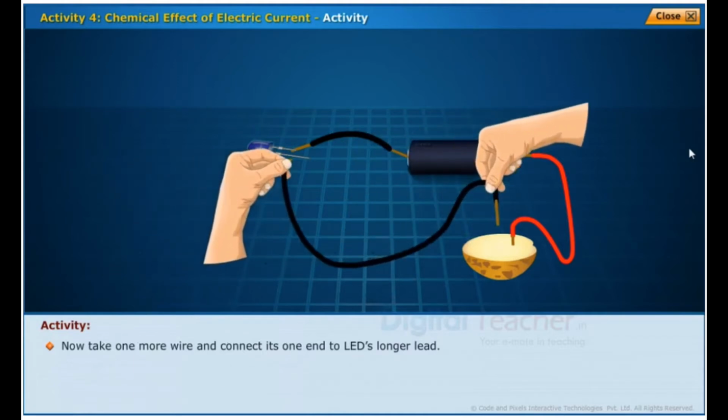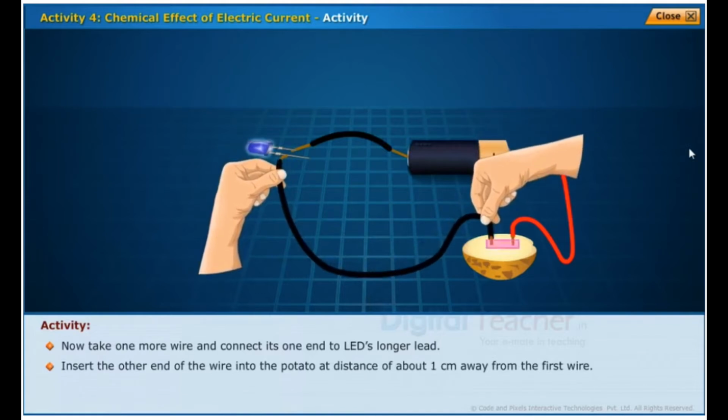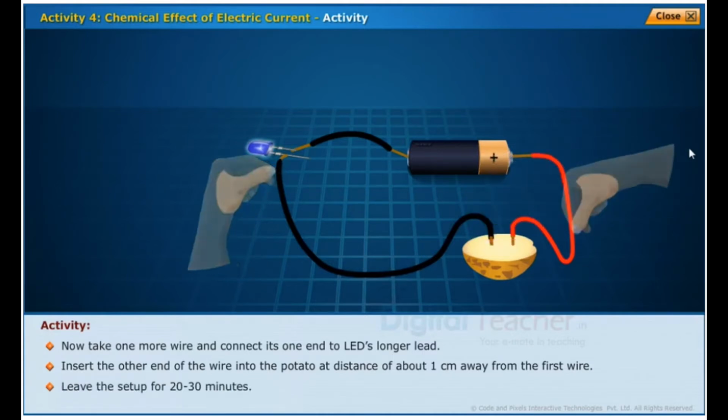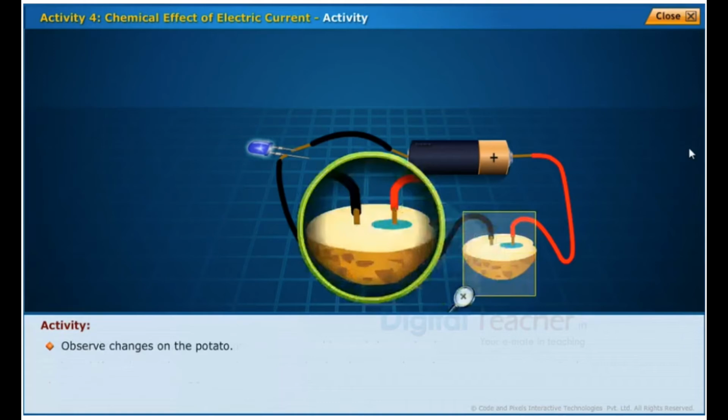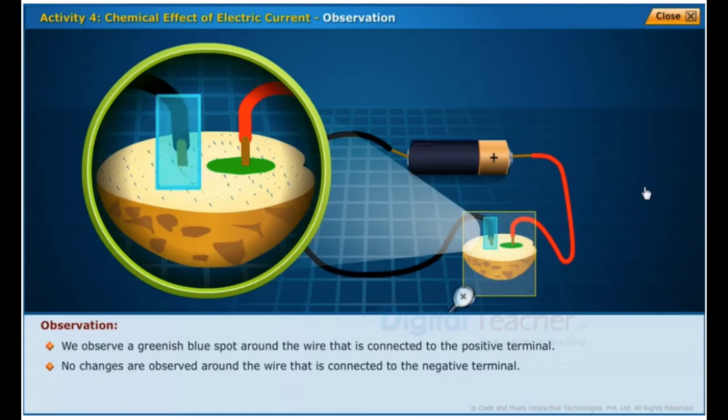Insert the other end of the wire into the potato at distance about 1 cm away from the first wire. Leave the setup for 20 to 30 minutes. Observe the changes on the potato. We observe a greenish blue spot around the wire that is connected to the positive terminal. No changes are observed around the wire that is connected to the negative terminal.